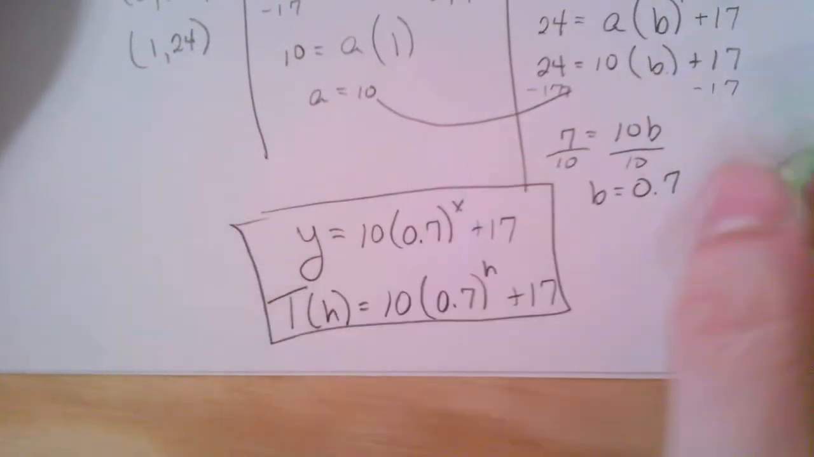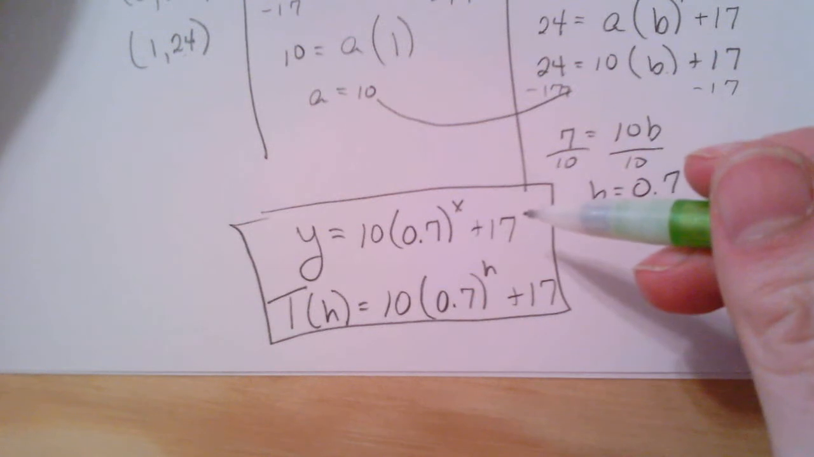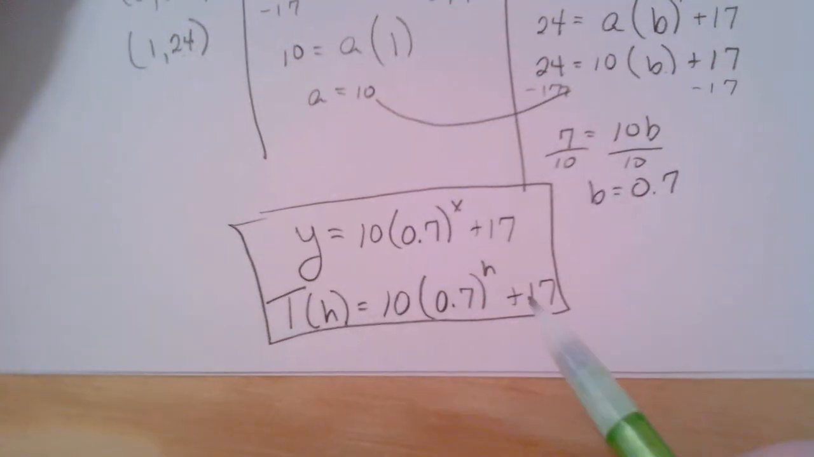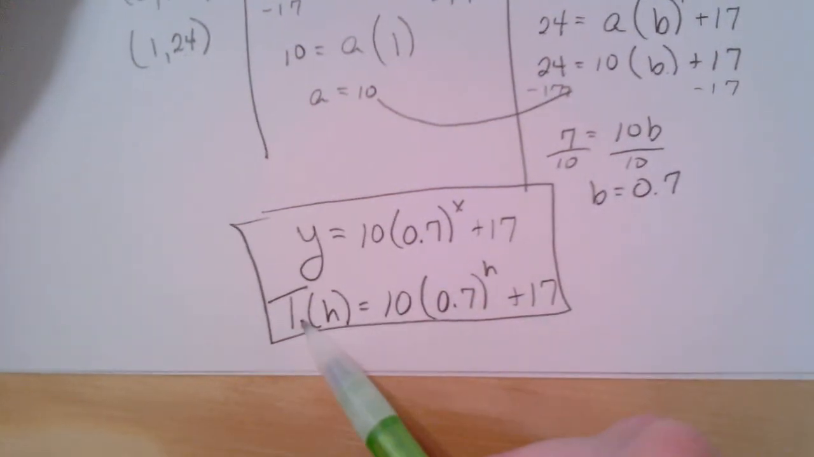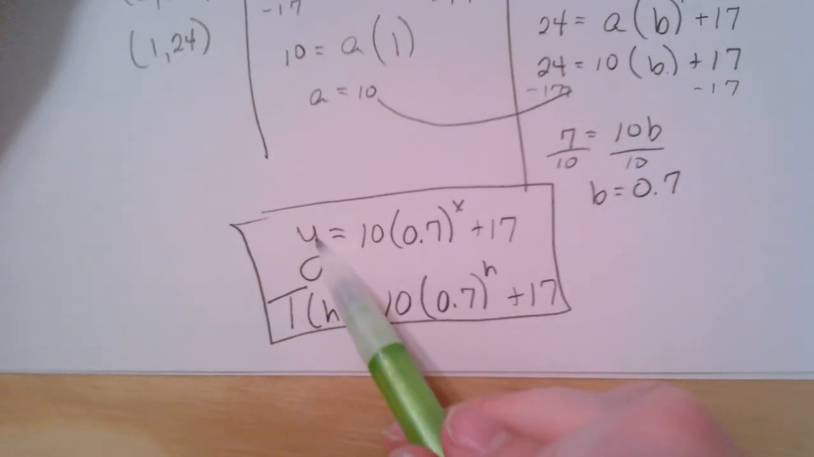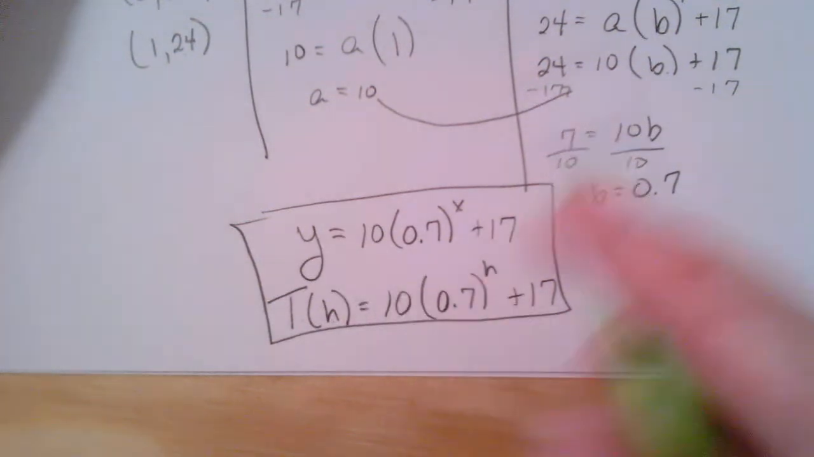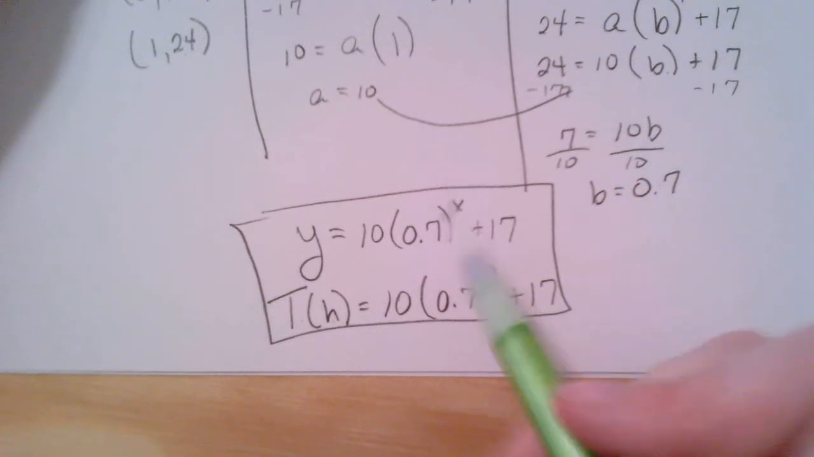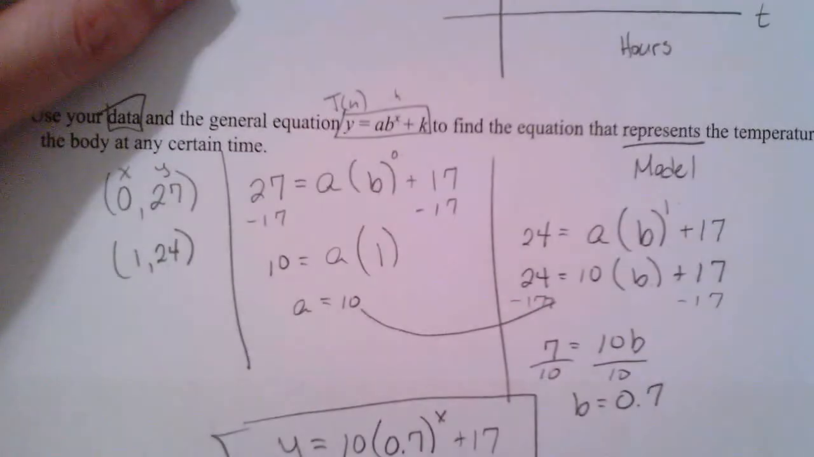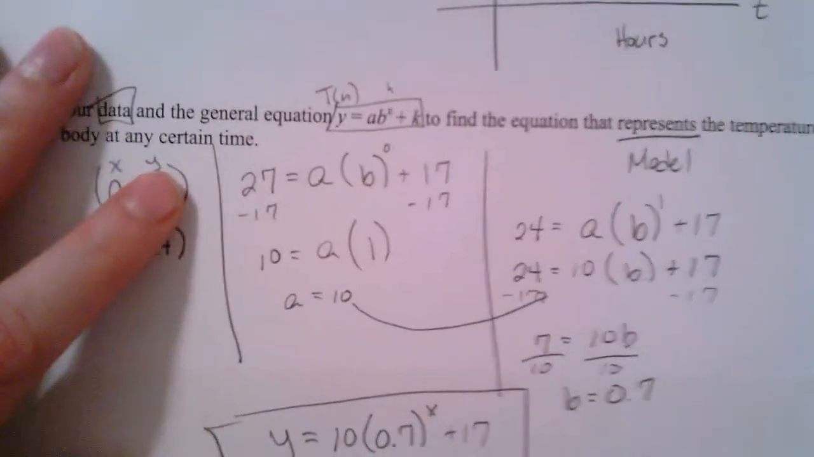So I just wanted to show you that there are a couple of options. If you want to use this, it is way more contextual. It tells my reader its temperature in terms of hours. Using x and y is very vague and very general. It's not very specific. So you can use this or this. All right, so now we have our equation.